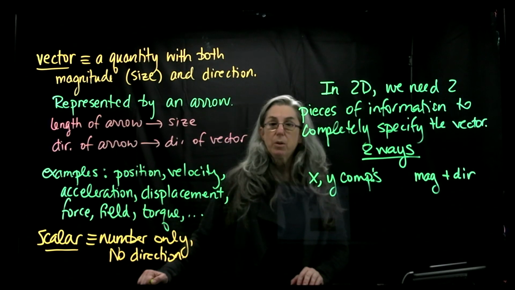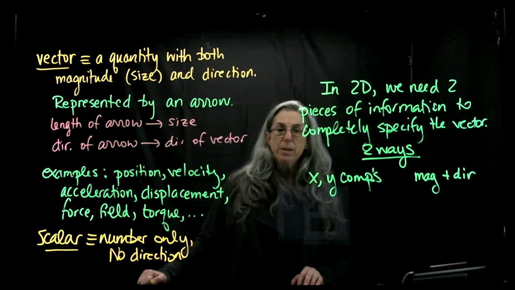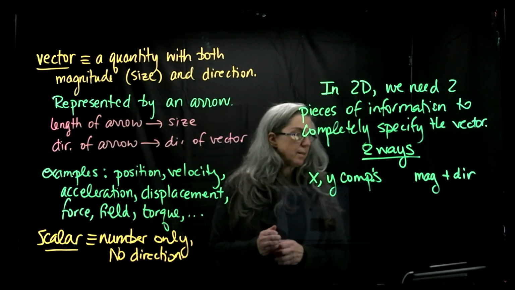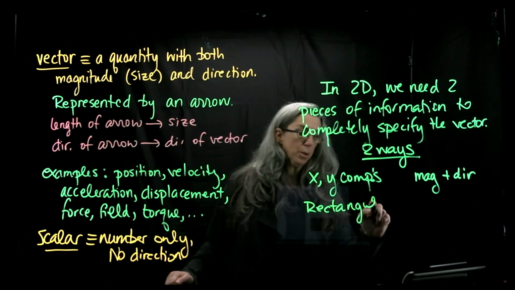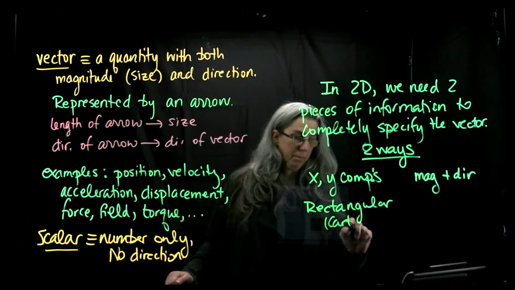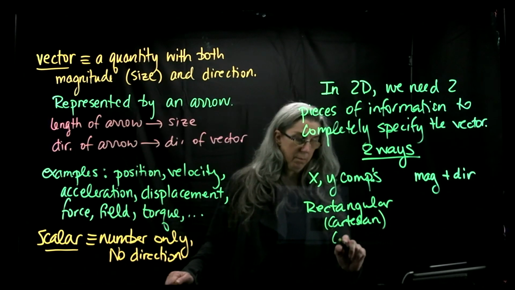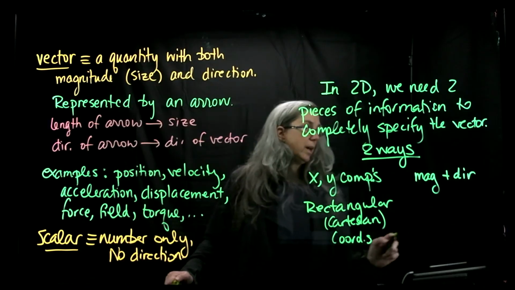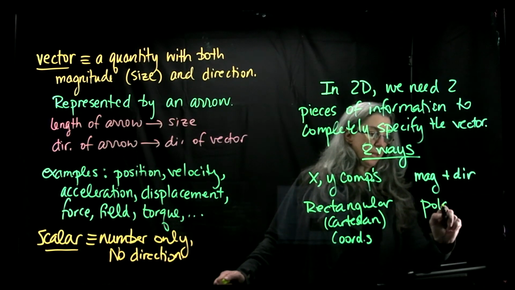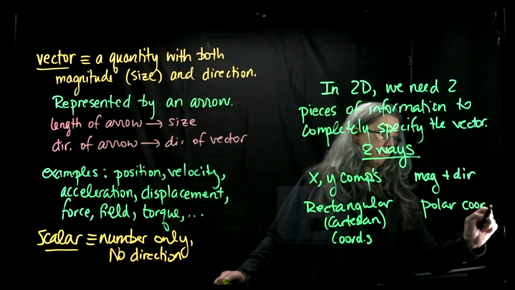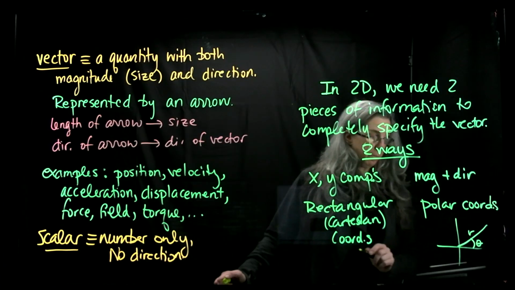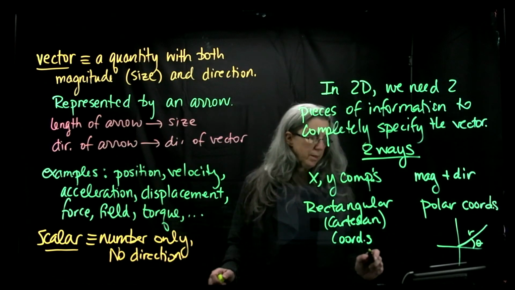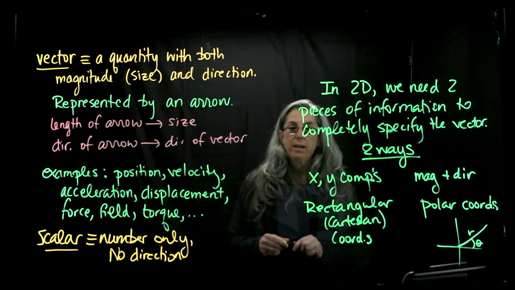Those look a lot like different coordinate systems. The x and y components, and I'll show you what that looks like in just a second, can be thought of as rectangular coordinates. That's another word for Cartesian coordinates. And the magnitude and direction can be a representation of polar coordinates. Remember, polar coordinates are like an r and a theta, and rectangular coordinates just give you the x and the y. I'll draw that of that same vector.